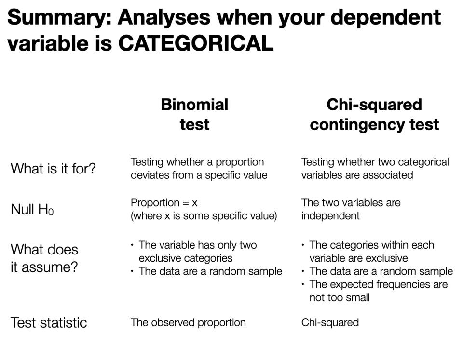So that's it for this lecture. This last slide is intended to be a study aid, and it summarizes the features of the binomial test and chi-squared contingency test that you'll be expected to know.